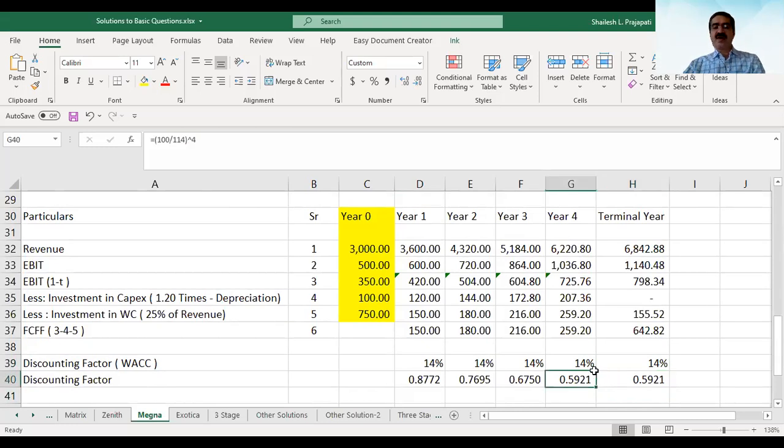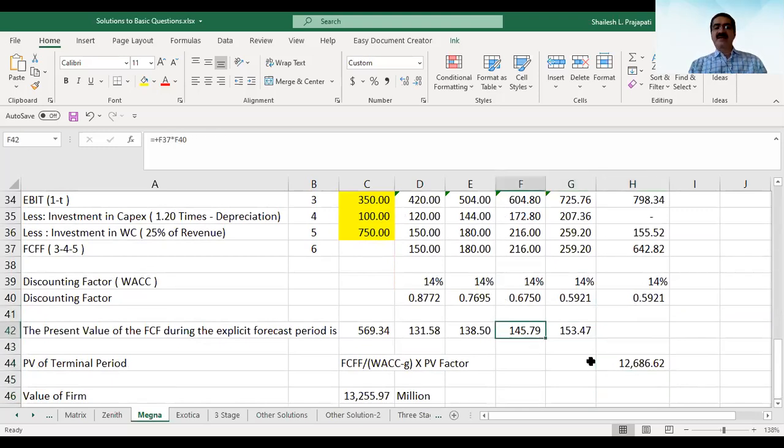So discounting factor, we have 14%, so 100 divided by 114 for the first year, raised to 2 for the second year, raised to 3 for the third year, raised to 4 for the fourth year, and raised to 4 again for the terminal year, because the terminal year is not a separate year, but it's a terminal period. So just remember, we'll take the fourth year discounting factor in the terminal year. It means the last year discounting factor in the terminal year.